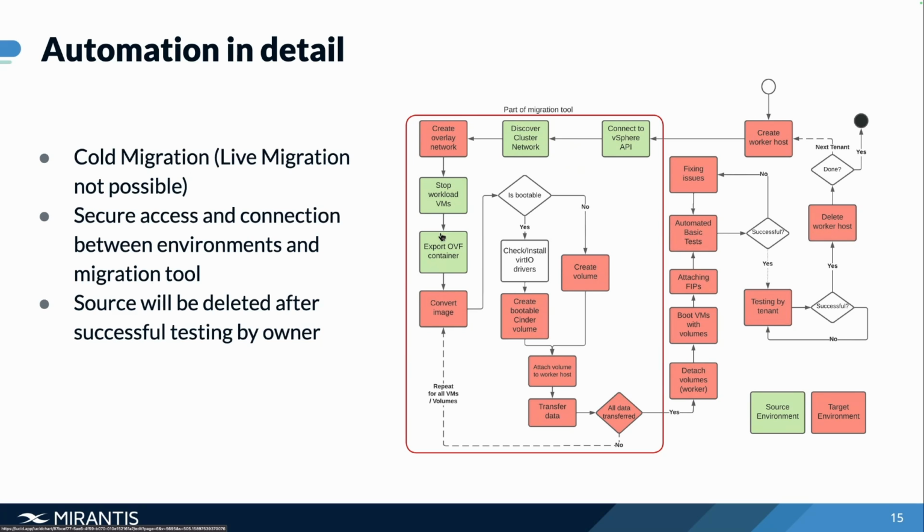So the green part is from the source. This is where we connected to vSphere through the APIs, discover the networking info, discover the resource consumption info, and then download the VMs. And in parallel, in the target environment, we are creating any network that we need to create, converting the images, copying the data, restarting the VMs, and reassigning the proper IP, right?